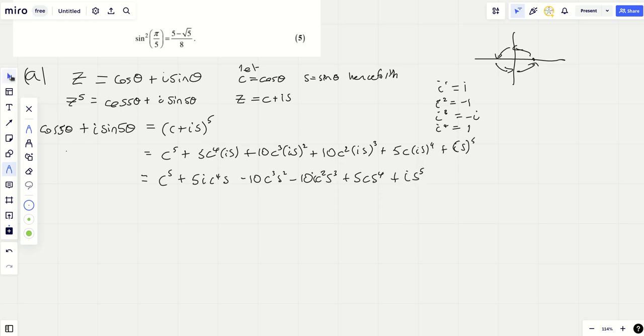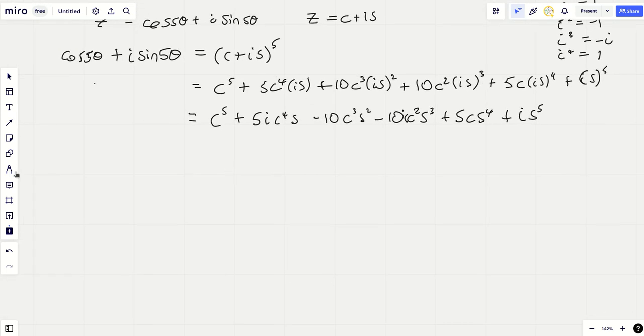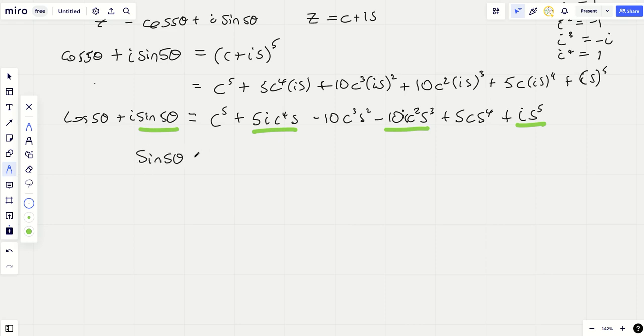Okay, cool. We can now just look at the imaginary parts, because remember, this is cos 5 theta plus i sine 5 theta. So if we now equate coefficients, we need that to be equal to this without the i, this without the i, and that without the i. We can ignore the real parts, in other words. So we can now say, therefore, sine 5 theta is going to be equal to 5c to the 4 s minus 10c squared s cubed plus s to the 5.